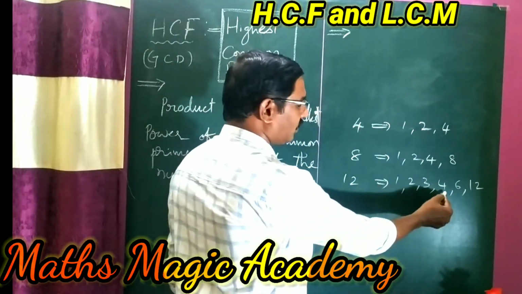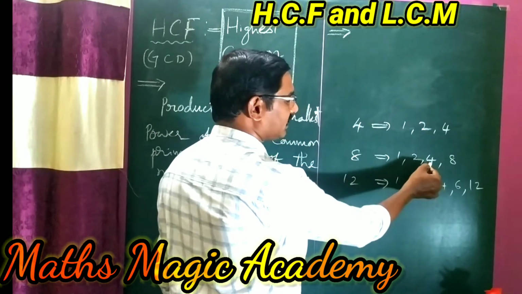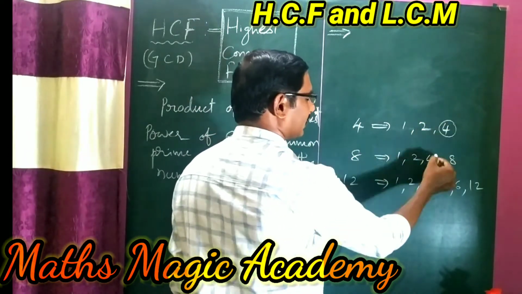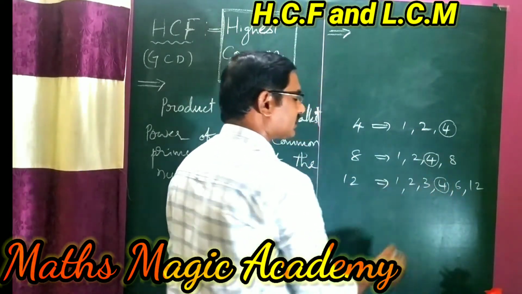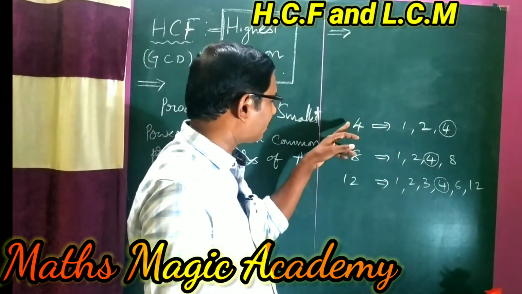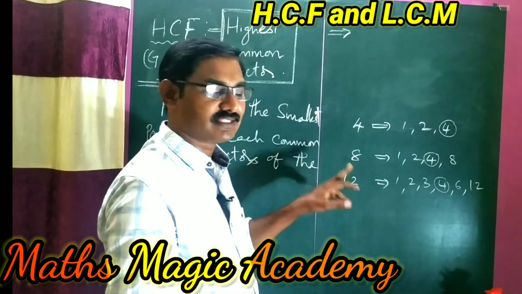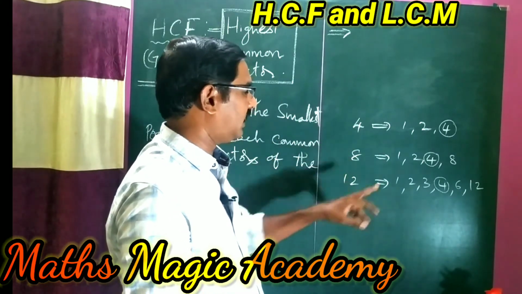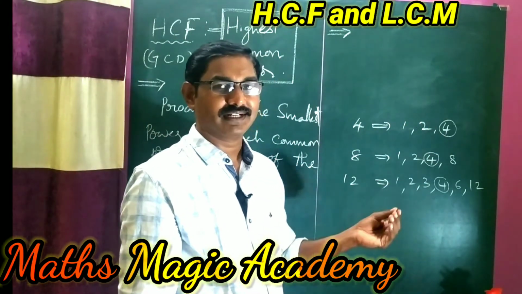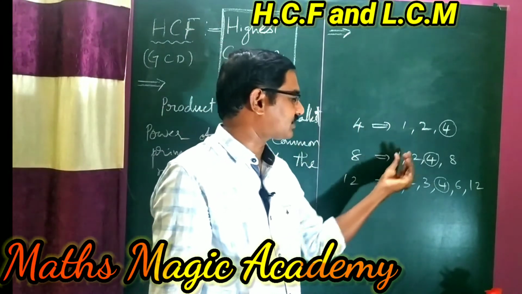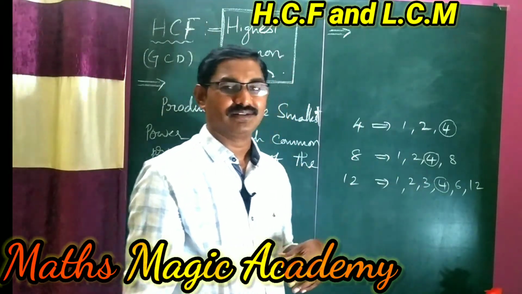Next we will go for 4. Here 4 is there, here also 4 is there, and here also 4 is there. So 4 is the highest common factor of 4, 8, 12. So we can say the HCF of 4, 8, 12 is 4. Like that, by writing the factors we can find it very simply.